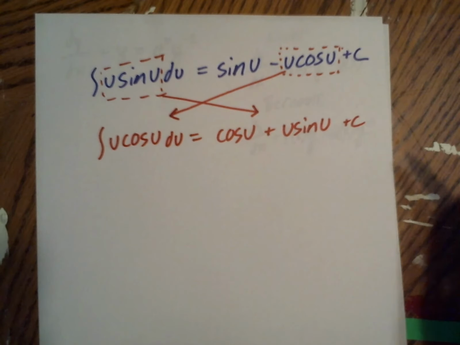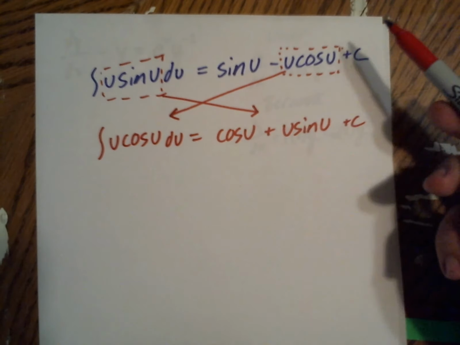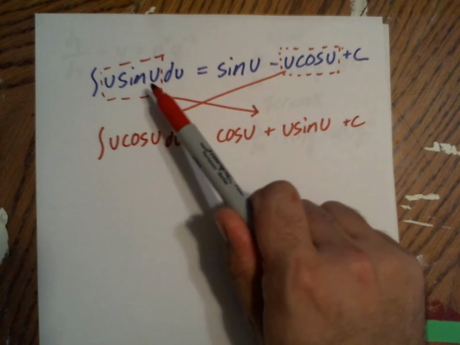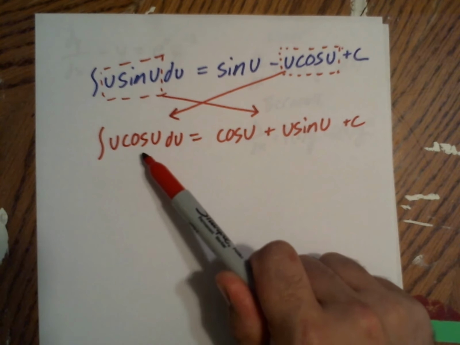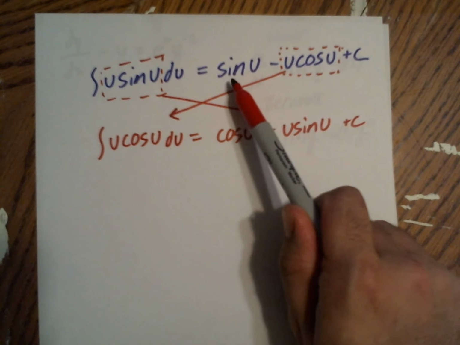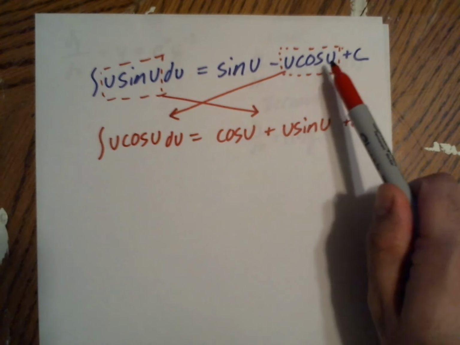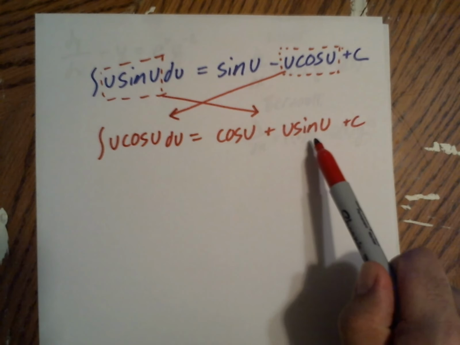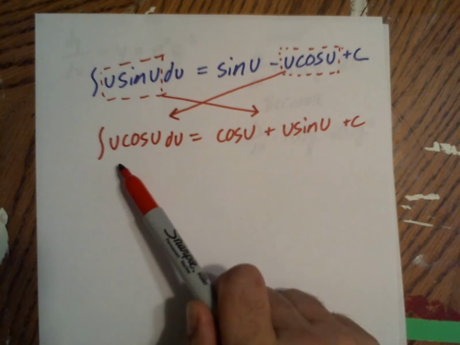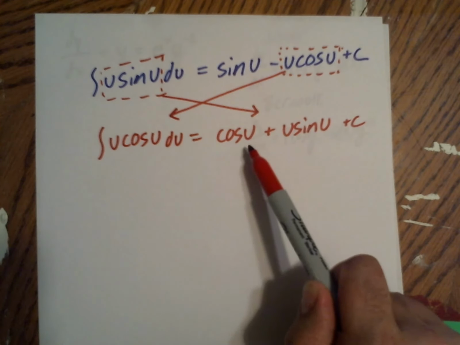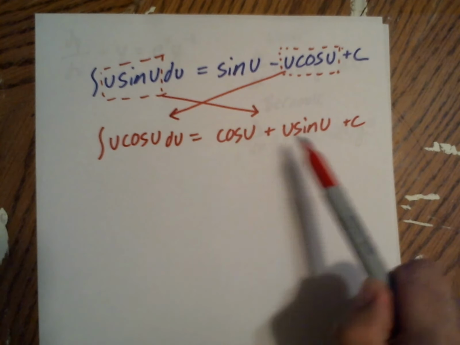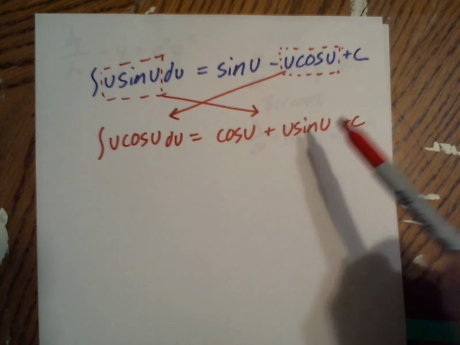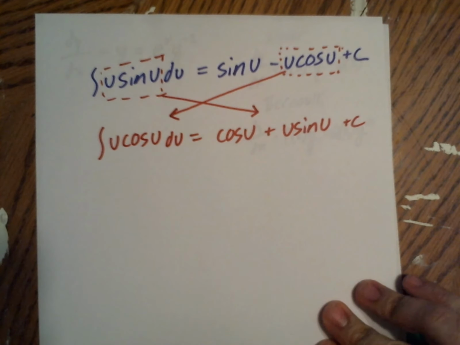Okay, so I remember the blue one first, but it always goes, u sine u du. This is kind of the sine u guy, this is kind of the cosine guy. So it repeats itself, sine u, then it's minus u cosine u. See how they crisscross? So u cosine u starts with cosine u, and then it's just this. And note that this is a minus sign, and this is plus. It's a good one to know.